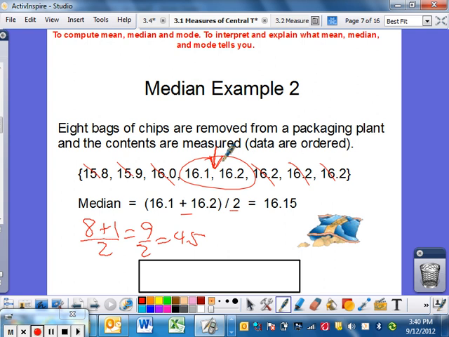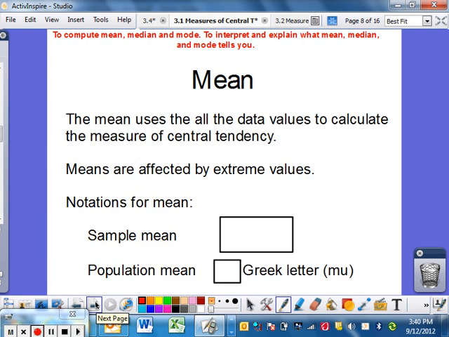It's kind of trivial when it's only 7 or 8, but when you get about 50 or 60 data points, you might want to actually do it that way. Okay? The mean uses all of the data. You guys know how to calculate the mean. You add them up, divide by the number of values.